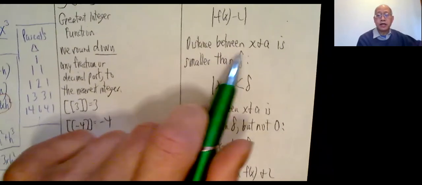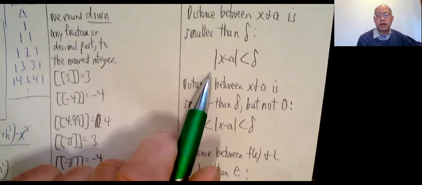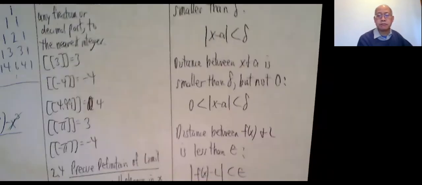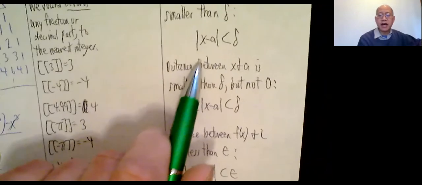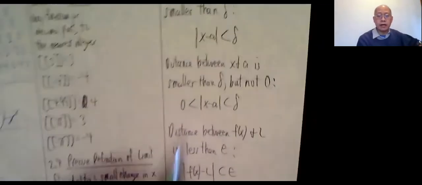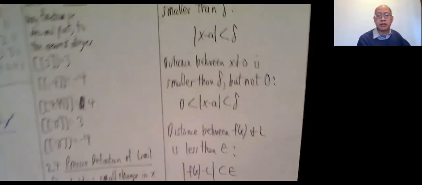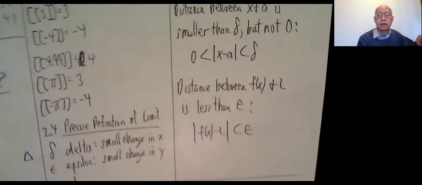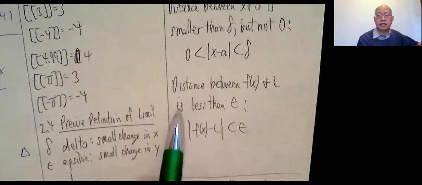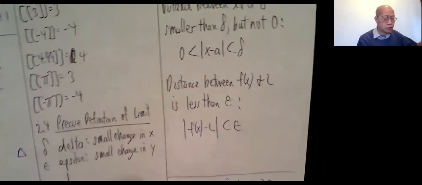Okay. Distance between x and a is smaller than a certain number delta. Absolute value of x minus a is less than delta. Same thing, except it's not allowed to be 0. So when we take the limit, we're not allowing x to equal a. So we insist that it's greater than 0. So 0 less than absolute value of x minus a is less than delta. And the distance between f of x and L is less than epsilon. Absolute value of f of x minus L is less than epsilon. Okay, that's what we had last time.